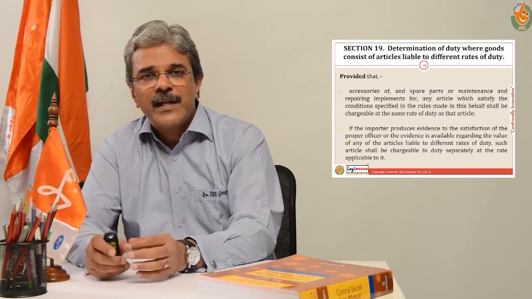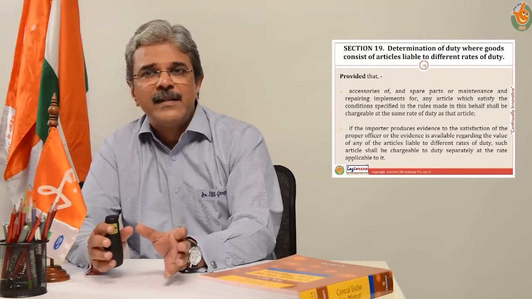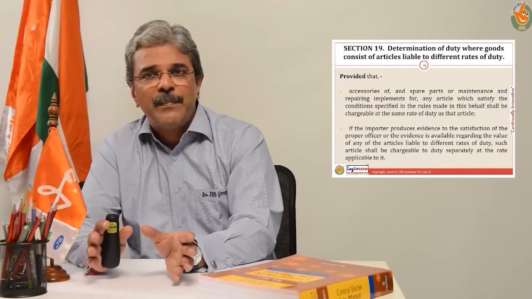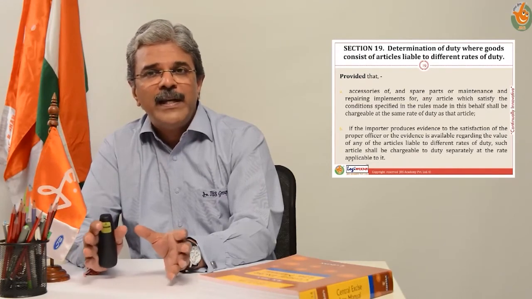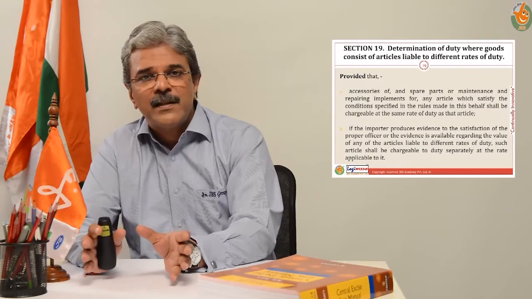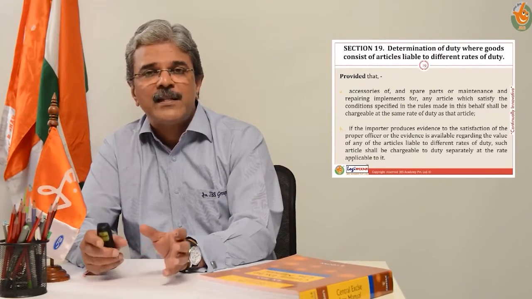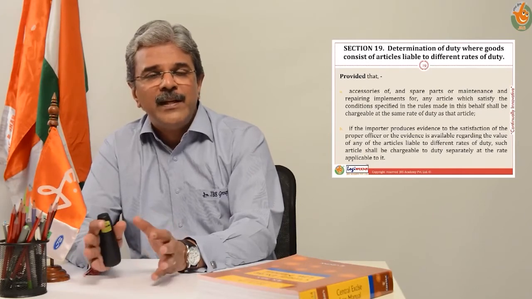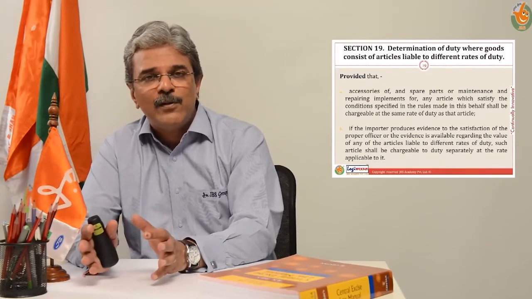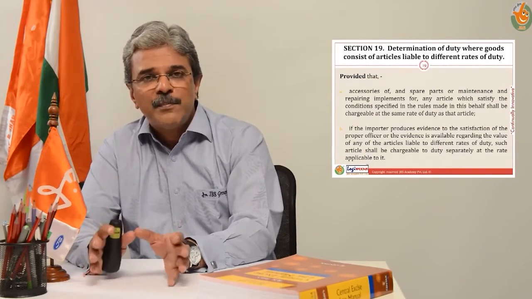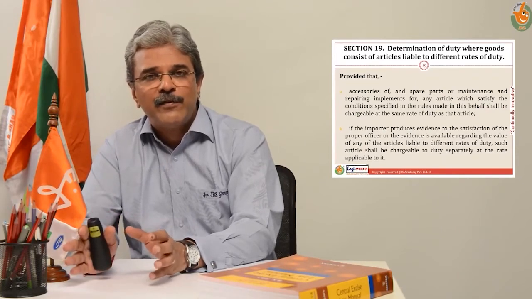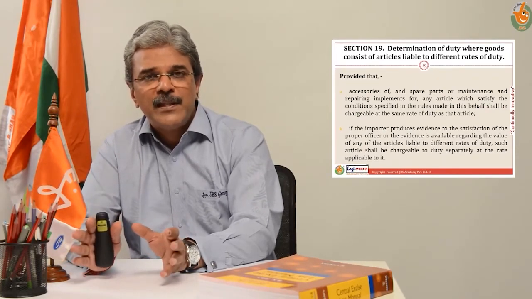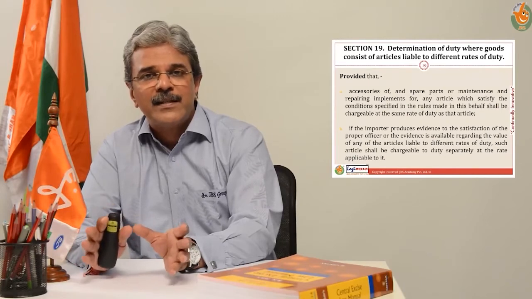There is a rider to Section 19 which says that in case there are accessories, spare parts or maintenance or repairing implements for any article which satisfies certain conditions, then they may be charged to the same rate of duty as the main item. Generally in customs, 10% of the value of the main machinery for spares is charged to the same rate of duty as the main machine. So that gets covered right here under Section 19.